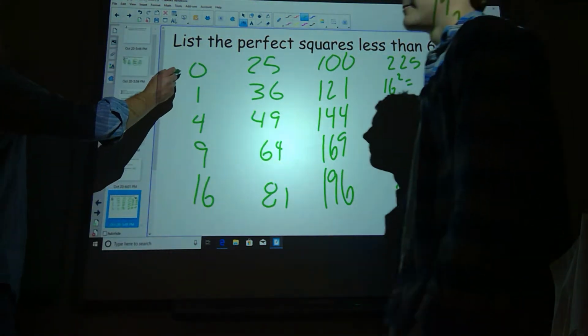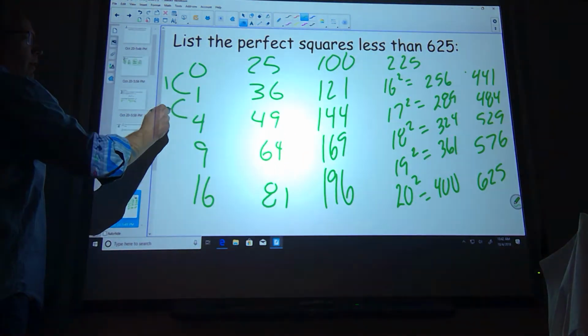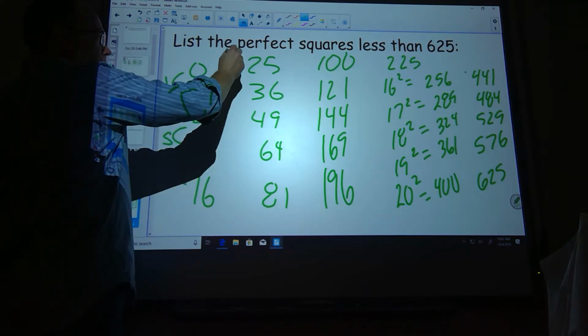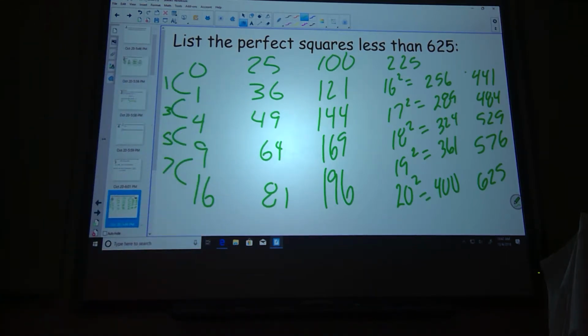The nice thing about this is the difference between each pair of consecutive perfect squares. Here to here is 9. So it's the odd numbers. That's why your parabolas work the way they do with pattern graphing, which is kind of cool to see.